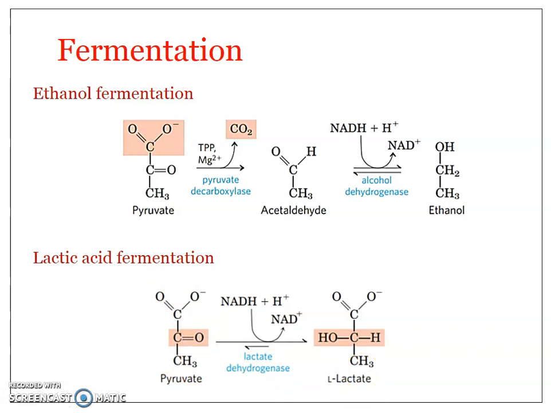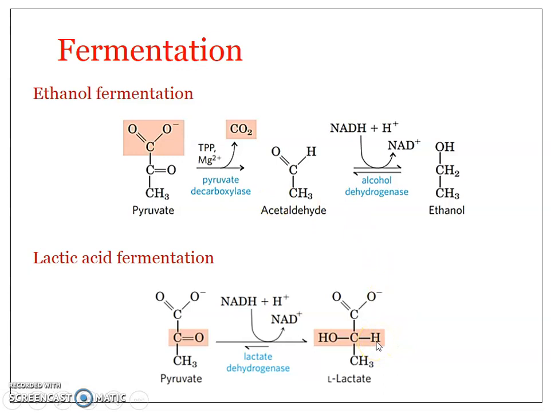Again, as we have already mentioned, the NADH, which is produced during the oxidation of glyceraldehyde 3-phosphate in the glycolytic pathway, is oxidized back to NAD plus, and this NAD plus can be used for the glycolytic pathway, and hence it can continue with the process uninterruptedly. Okay, now what happens to the lactate?